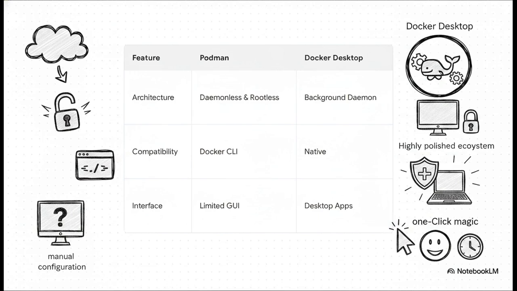Docker Desktop offers this highly polished, incredibly mature ecosystem with fantastic graphical interfaces for Mac and Windows. Podman, on the other hand, boasts a daemonless and rootless architecture. What does that mean? Well, it means it doesn't need a heavy background service running all the time, and it can run containers without root privileges, which, as you can guess, is a massive win for security. Plus, it's fully compatible with Docker command line instructions. The trade-off, though, is that Podman has fairly limited native GUI tools and usually requires a bit more manual configuration on Windows and Mac compared to Docker Desktop's one-click magic. Look, both are absolutely excellent. It really just depends on your specific needs for security versus out-of-the-box ease of use.